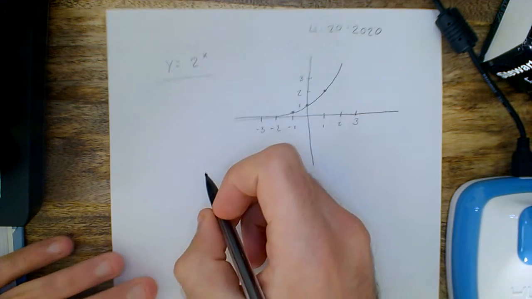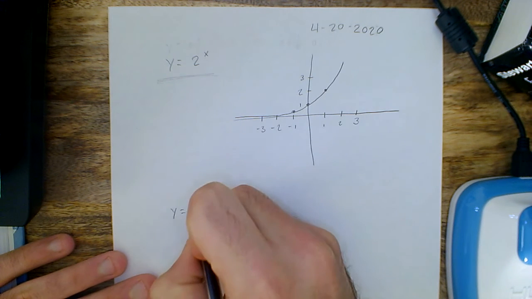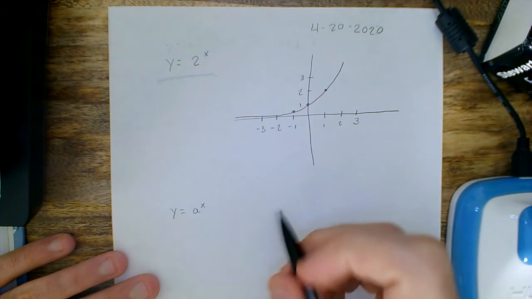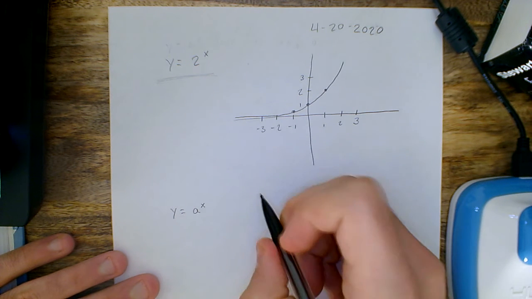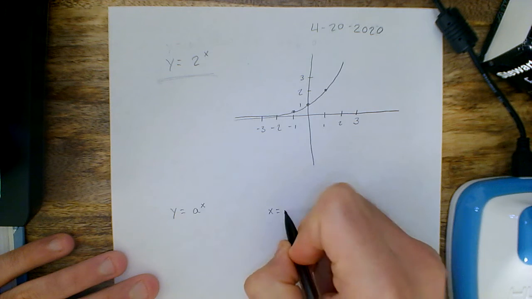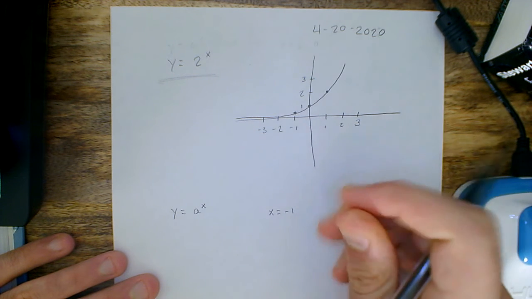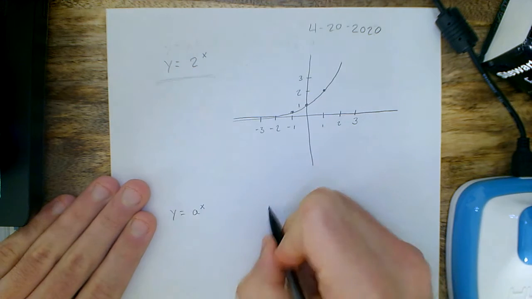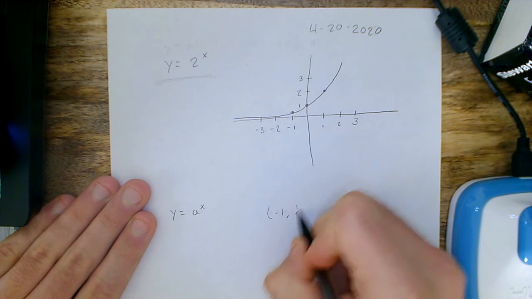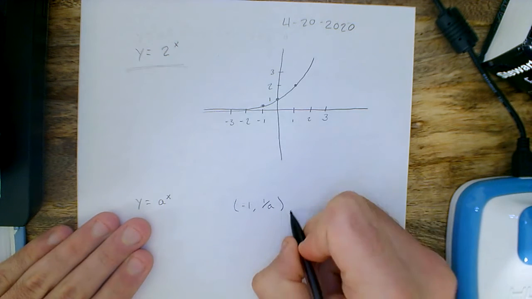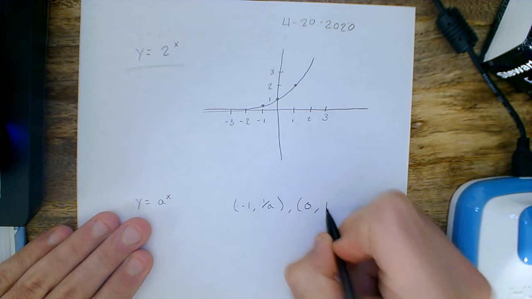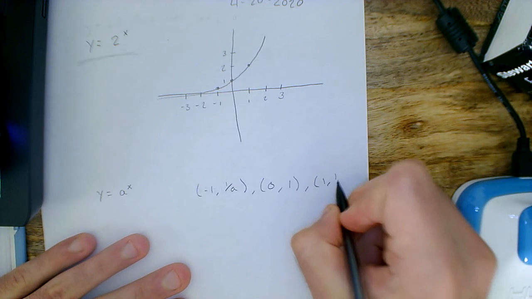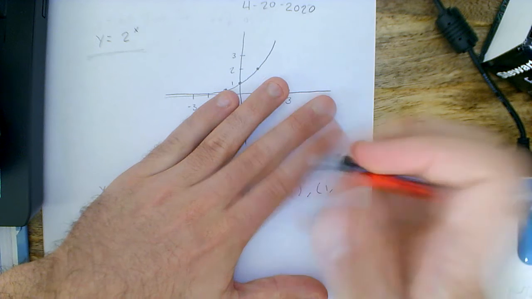When you have an exponential function, y equals a to the x, it's pretty easy to look for these 3 points. I'll write them in coordinate form. The x coordinate is -1 and the y coordinate is 1 over a. Then 0 and 1, and 1 and positive a.